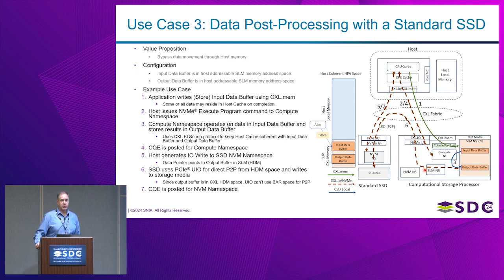So let me try to repeat the question. The question is, can we define another SLM namespace that we could use so we wouldn't have to use UIO? Is that a good summary of the question? Yeah, as the destination for the computation. So we could certainly define another SLM namespace, but I'm not sure how we would address it if it's not host addressable. Sorry, it would be host addressable, just a separate namespace that's not coherent.